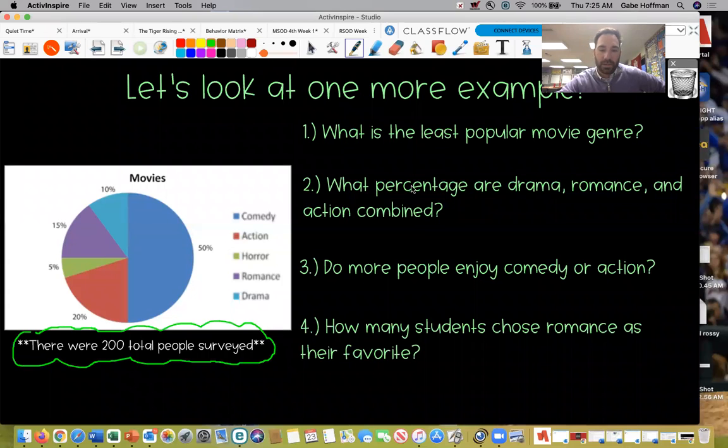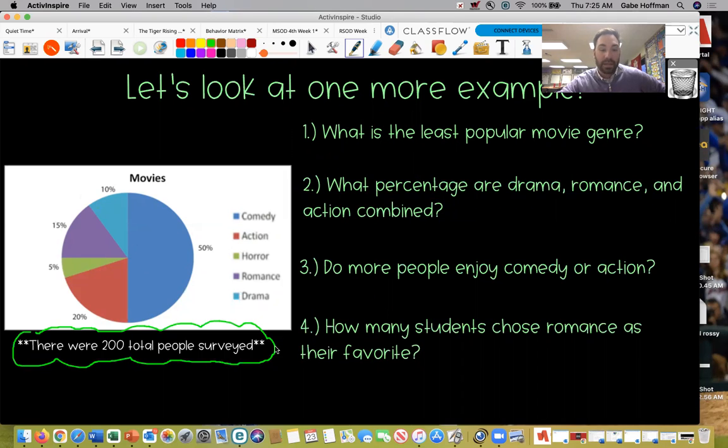So when I look at these questions over here on the right, like using the circle chart, when it asks what's the most popular movie genre, I just have to find the biggest chunk of that to find the most popular. I can clearly see that half the chart is comedy and everything else is a smaller section. So my answer to that question would be comedy.